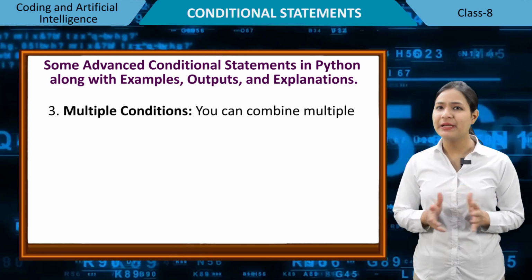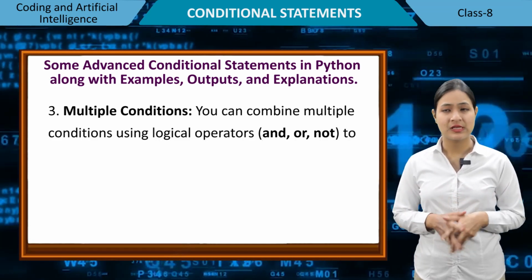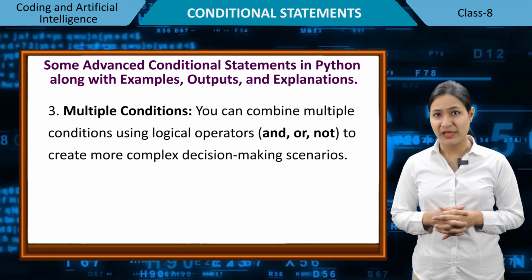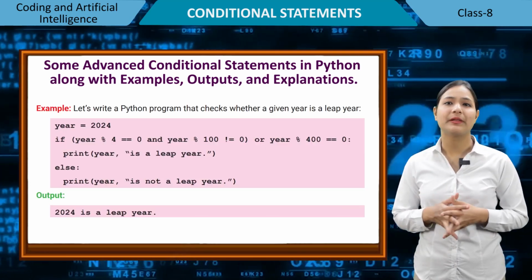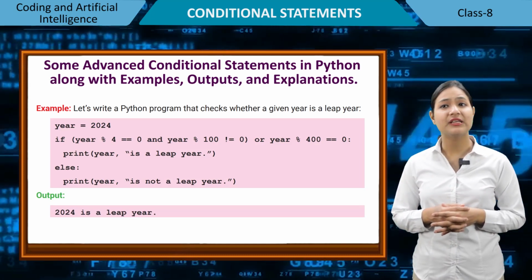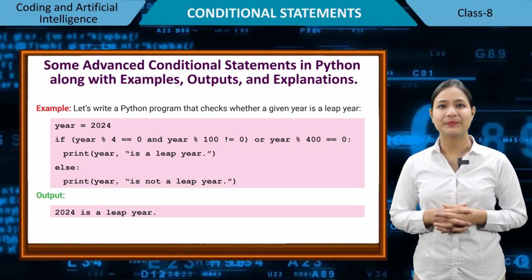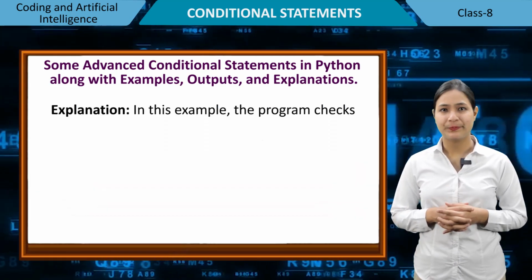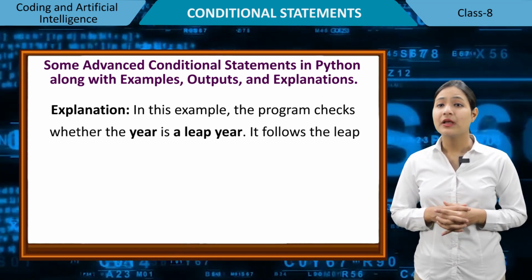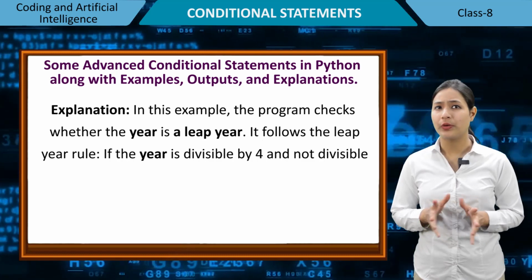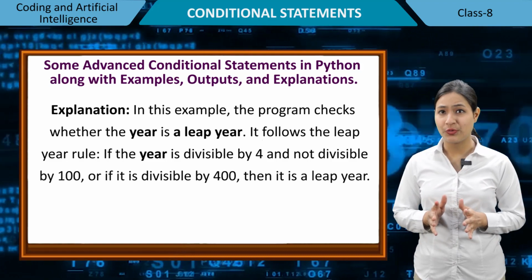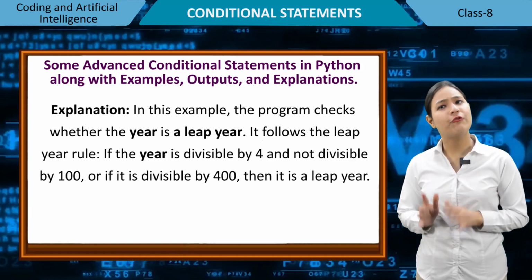Third, multiple conditions. You can combine multiple conditions using logical operators and, or, not to create more complex decision-making scenarios. Example. Let's write a Python program that checks whether a given year is a leap year. Output. Explanation. In this example, the program checks whether the year is a leap year. It follows the leap year rule: if the year is divisible by 4 and not divisible by 100, or it is divisible by 400, then it is a leap year.